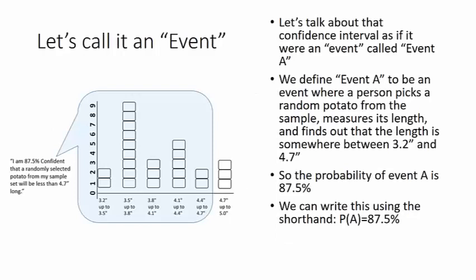So let's move forwards and talk about the idea of an event. So I'm going to use the word event to mean something, an experiment that we go ahead and perform, or something that we do with the statistical values. So let's talk about that confidence interval as if it were an event, and we'll call that event A. So we can define that experiment or event A to be some event where a person picks a random potato from the sample, then that person measures its length, and then that person finds out that the length is somewhere between 3.2 and 4.7 inches.